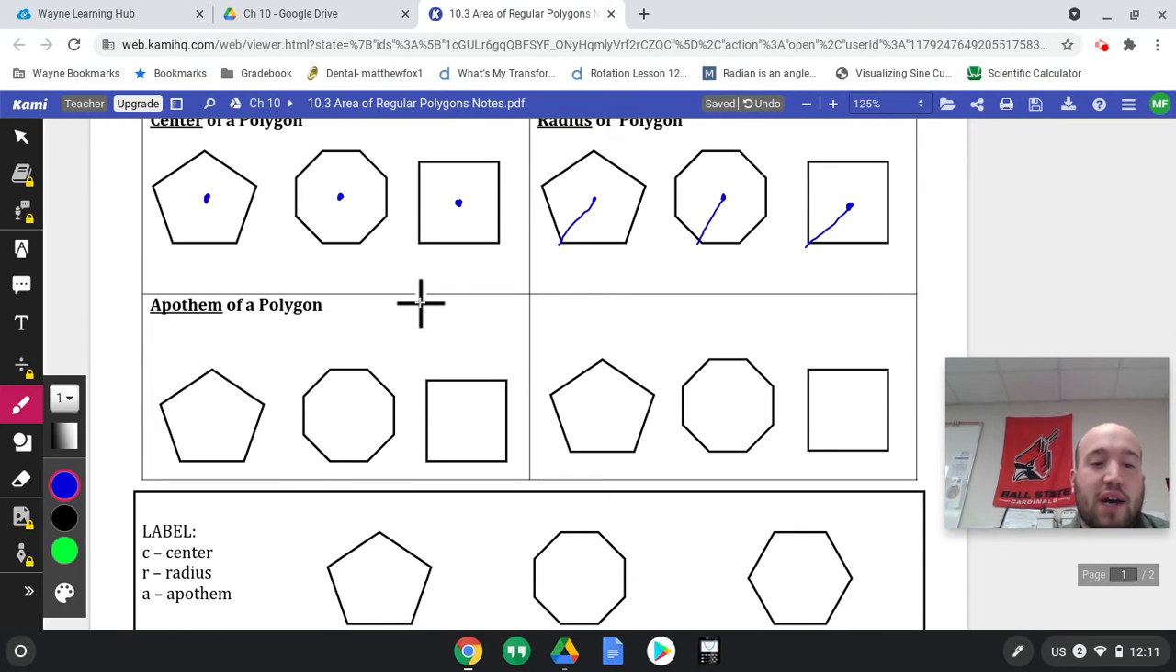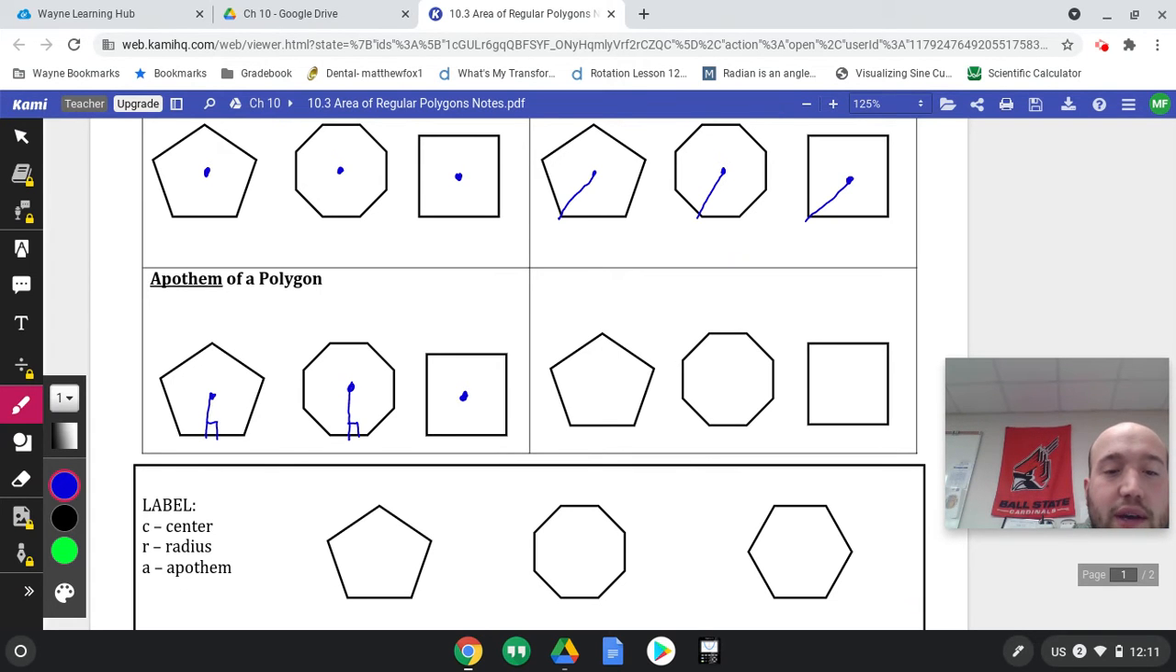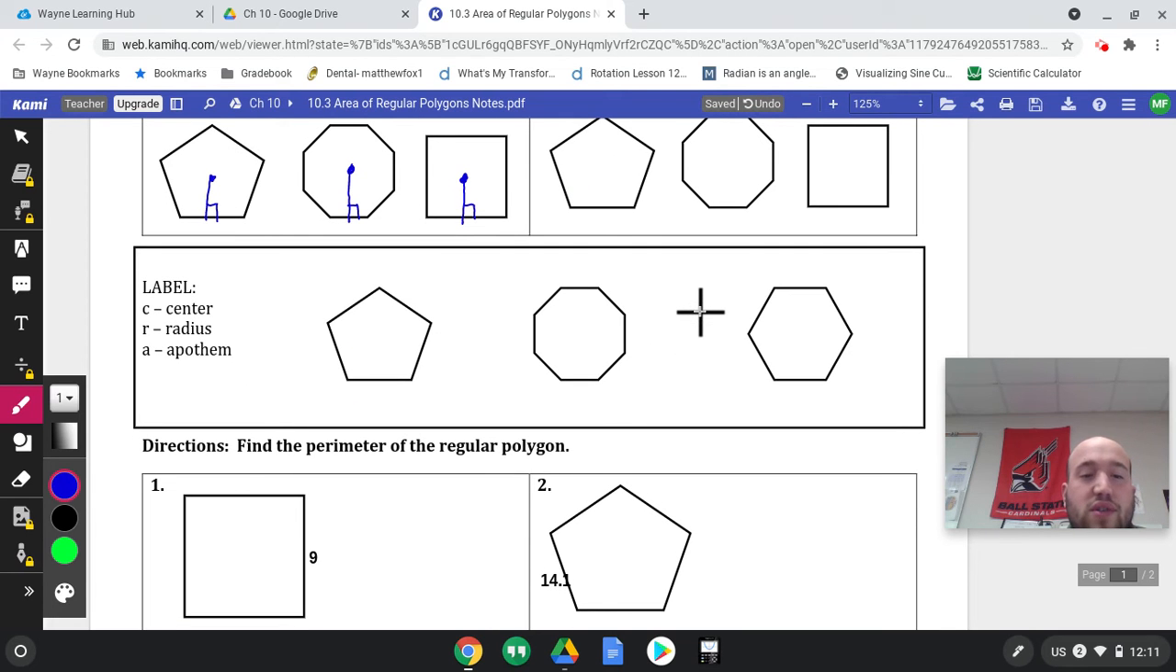Then finally, the apothem. This also starts at the center, except it goes to one of the sides and forms a right angle. So it's perpendicular, okay? So it could go down. If you want, you could also have it go left, right, up. Anyway, it just goes to one of the sides and forms a perpendicular situation, so a right angle. And the reason this is useful, it will help us to solve.